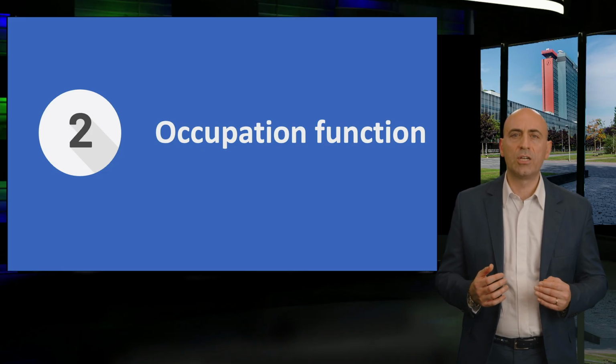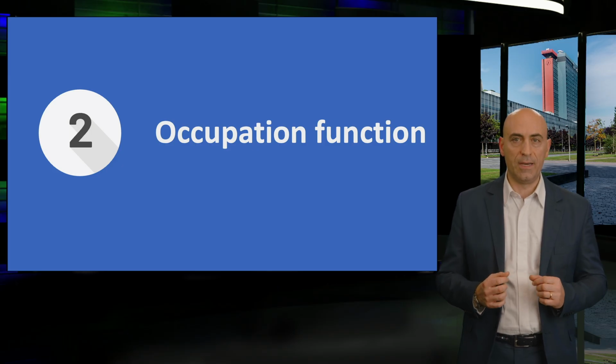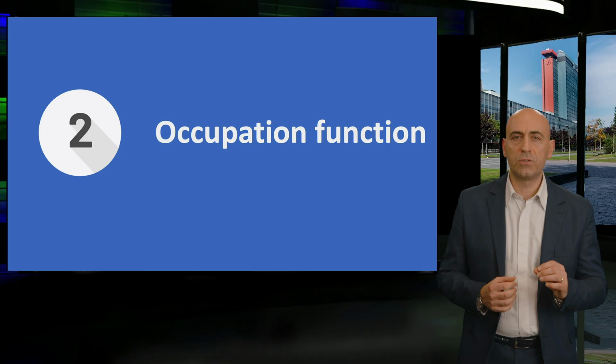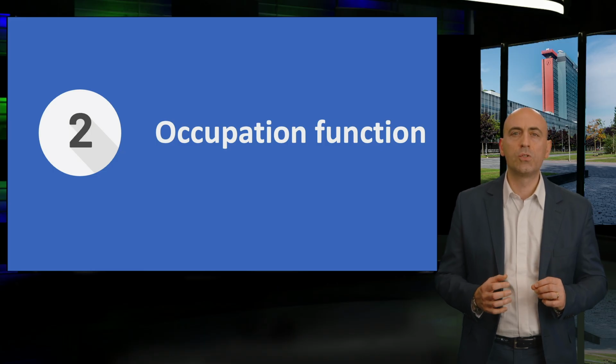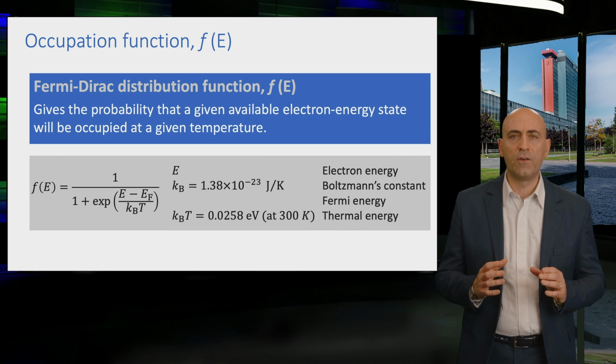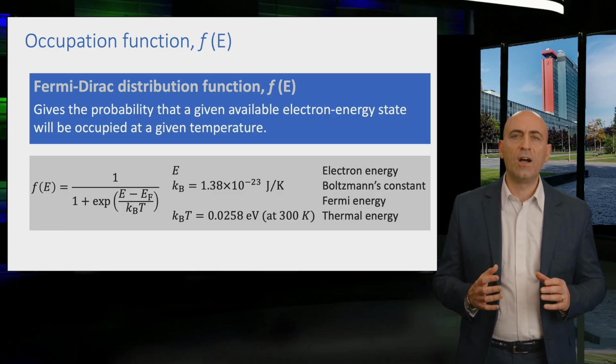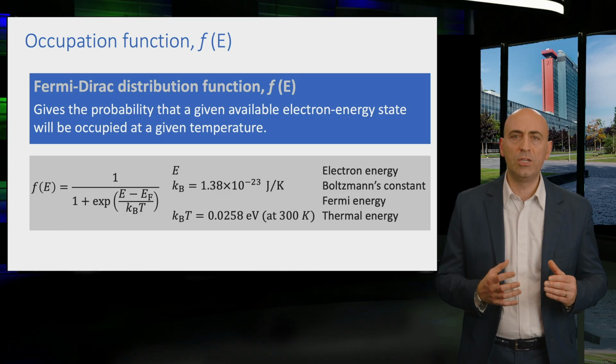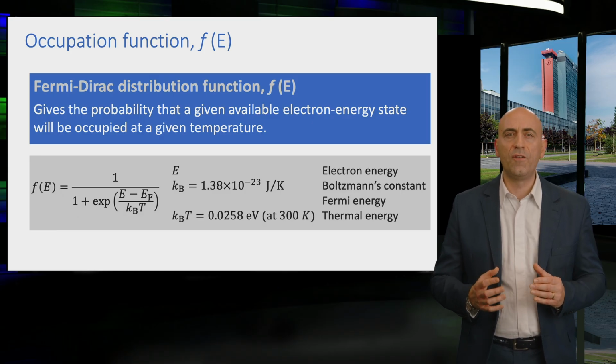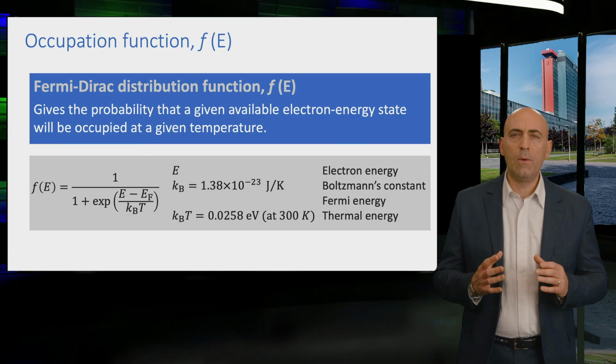So now we know the density of allowed energy states of mobile electrons and holes. To calculate the total charge carrier concentrations, we also need to know how many energy states are really occupied. For this purpose, we introduce the so-called occupation function, also known as the Fermi-Dirac distribution. The Fermi-Dirac distribution function expresses the probability that an available energy state will be occupied at a certain temperature. This function depends on the difference between the energy level of interest E and the so-called Fermi level EF.